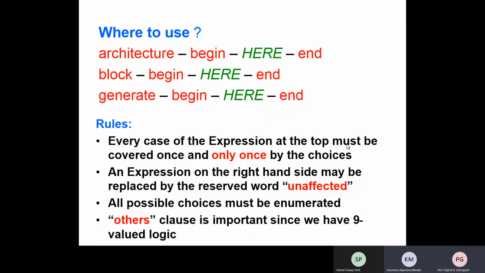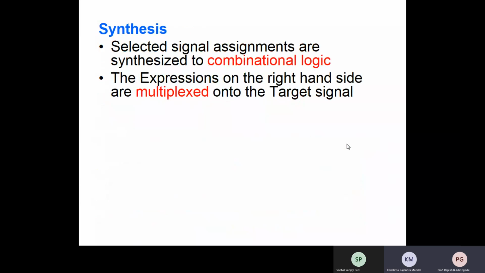Expression on the right hand side may be replaced by the keyword unaffected if you don't want anything to happen. All possible choices must be enumerated. This is very, very important, and that is the reason why we have the others clause. It may be possible that you are not exploring all the possible combinations of the input. If such is the case, and you don't want anything to happen in such left out combinations, you can simply use the others clause. You can see with an example.